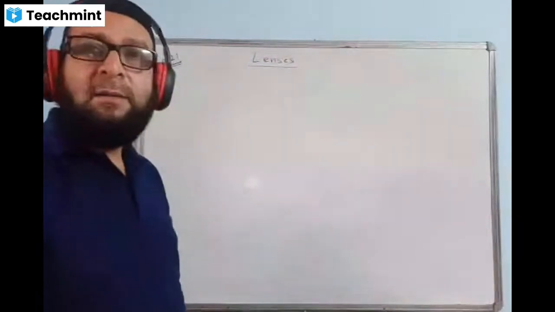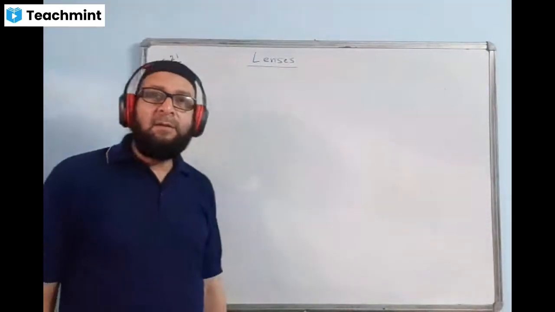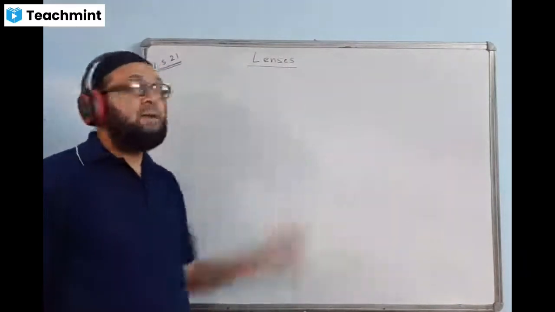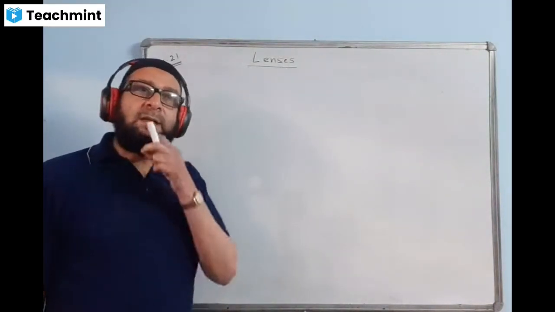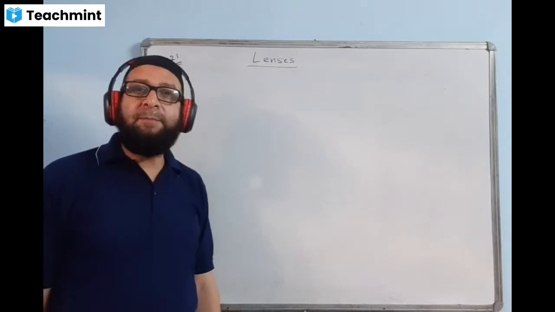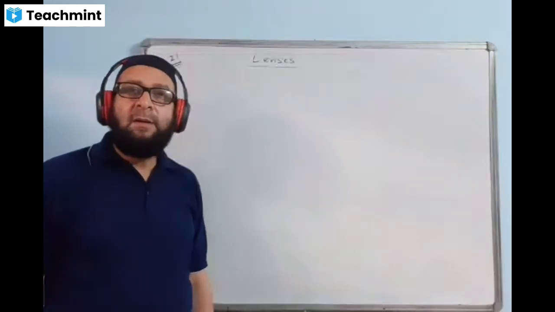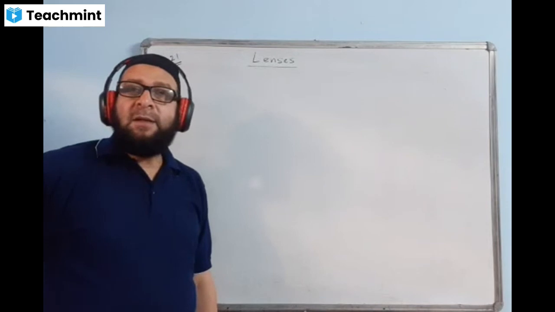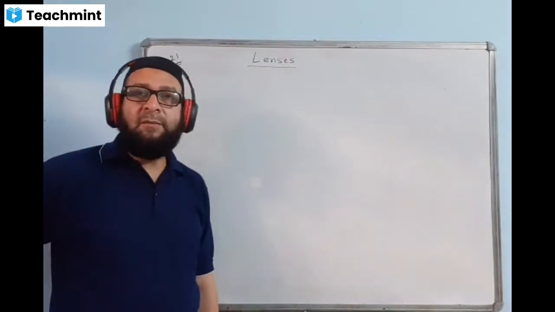Today we are starting a new chapter, lenses. What is a lens? We say a lens is a transparent medium bounded by two surfaces which are generally curved.